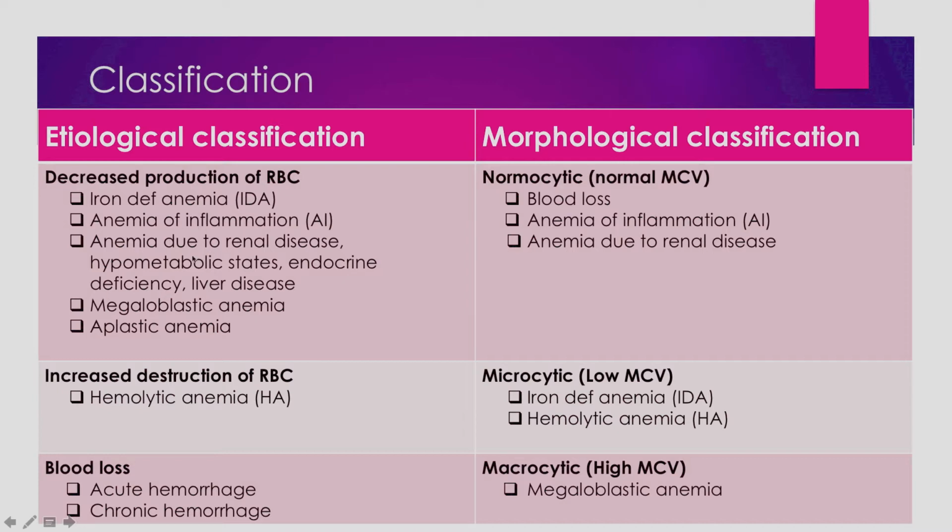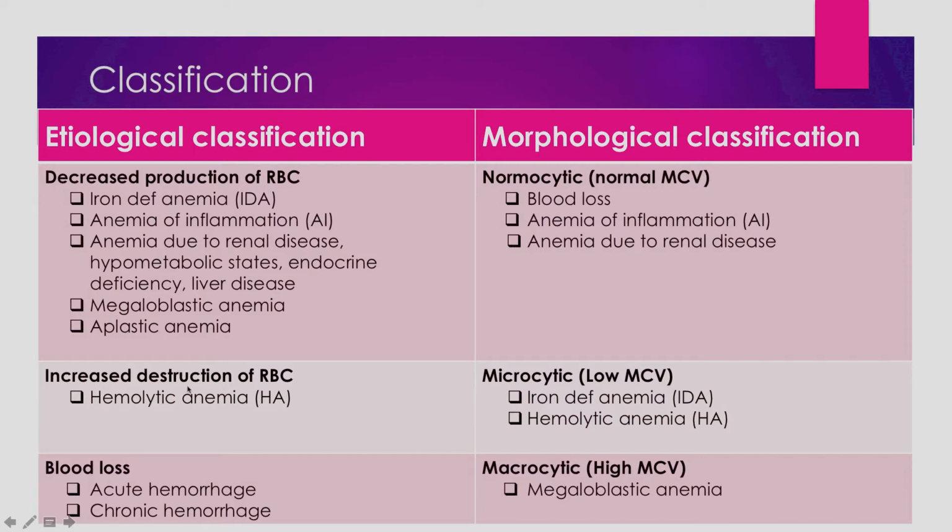Number third is anemia due to other diseases, for example renal diseases, chronic kidney diseases, hypometabolic states, for example protein deficiencies, endocrine deficiencies, for example thyroid deficiencies, hypothyroidism states, and liver diseases like cirrhosis or viral hepatitis. All these liver diseases can lead to anemia. Next is megaloblastic anemia, where vitamin B12 deficiency or vitamin B9 deficiency, folic acid and B12 deficiencies, B12 is cobalamin. These two deficiencies lead to anemia. Next is aplastic anemia, we will talk about this later.